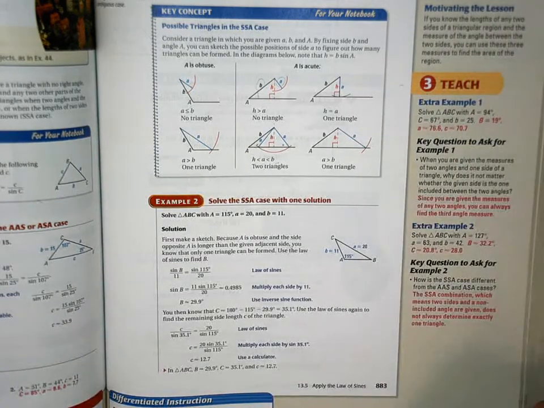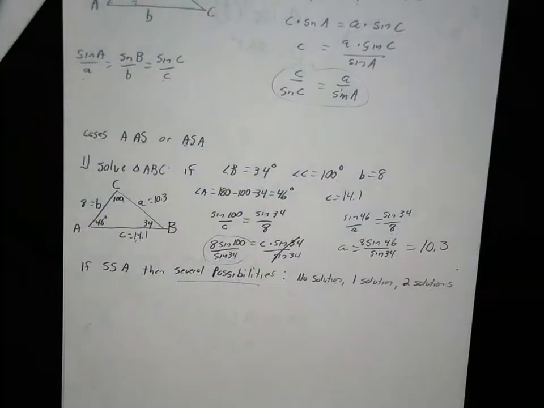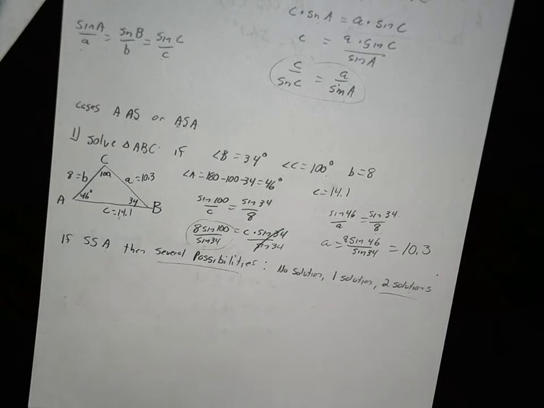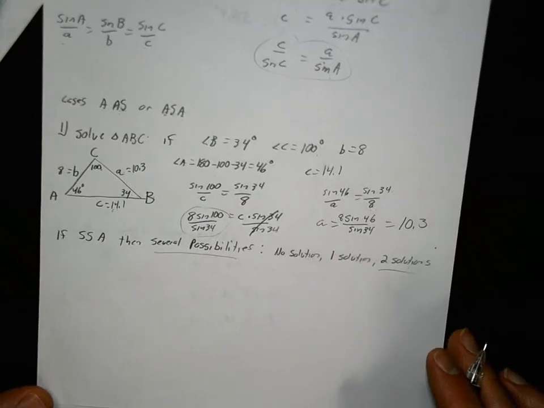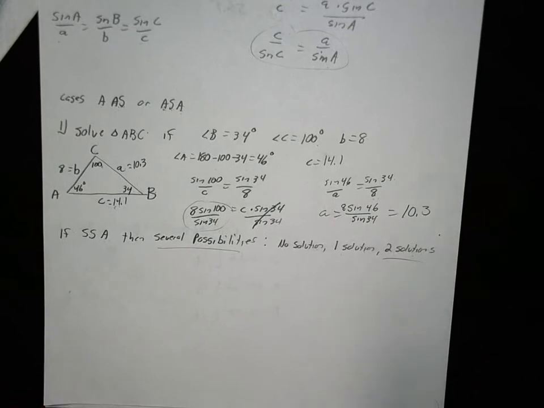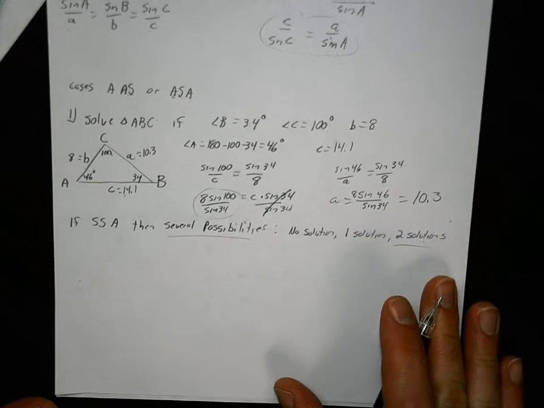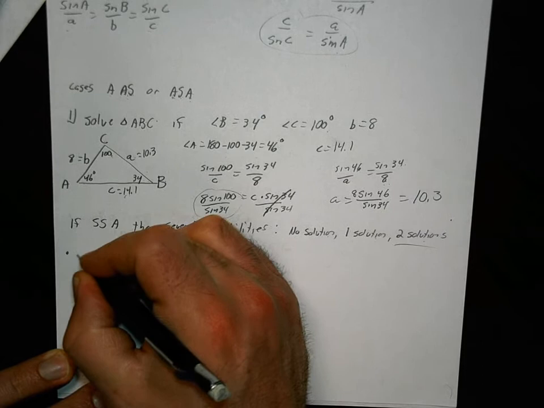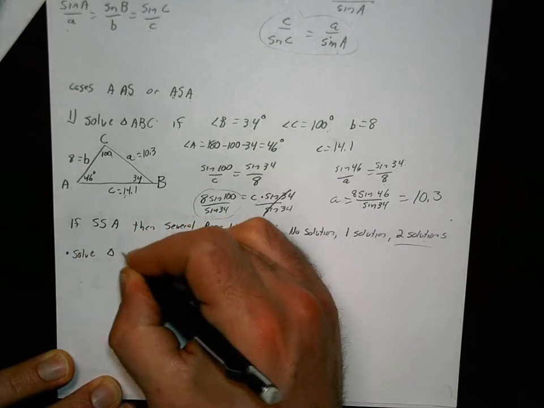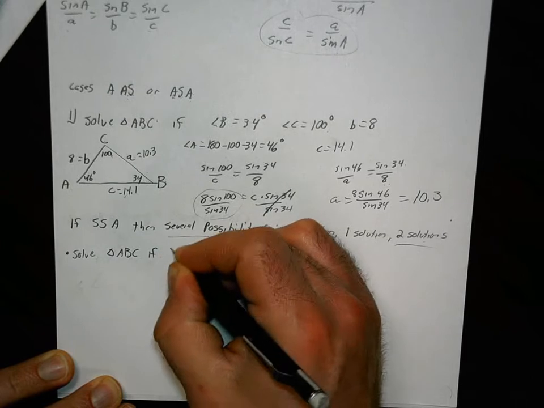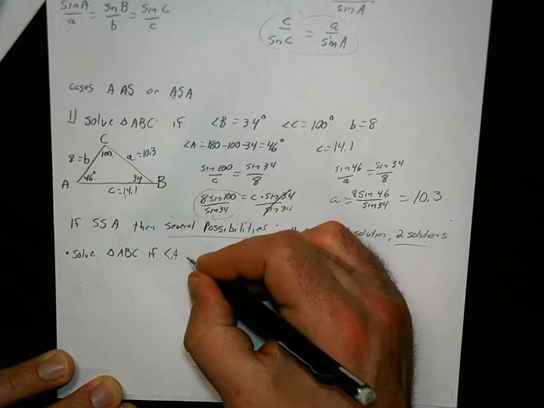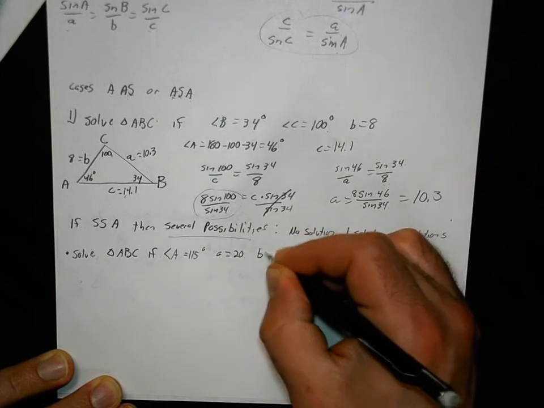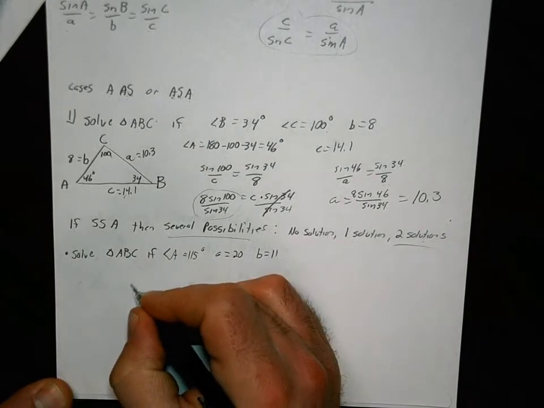Okay, so we're going to go through each possibility here, and what I like to do is just assume I'm going to have two solutions. Okay, and then what's going to happen is you'll find out that the second solution ends up being not possible, or it actually works out. Okay, so let's do the first one here. Angle A equals 115 degrees. Side A equals 20, side B equals 11. Okay, so let's draw this triangle.